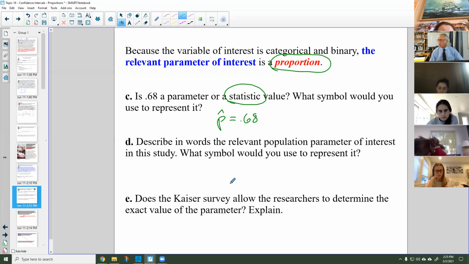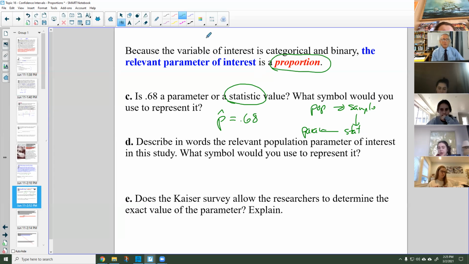Look at the same sheet that you were looking at. What was your question again, though? Yeah. We know this 0.68 is a statistic because we got it from a sample, right? So we go from population to sample to statistic to parameter. And we know that for the statistic, you told me we're using p hat, but when we turn it into a parameter, what symbol are we going to use over here?